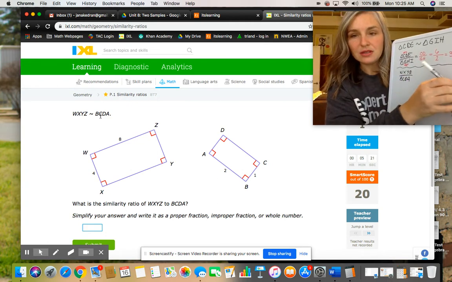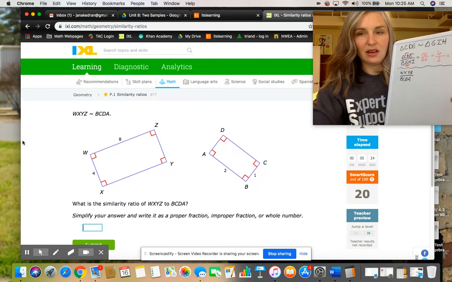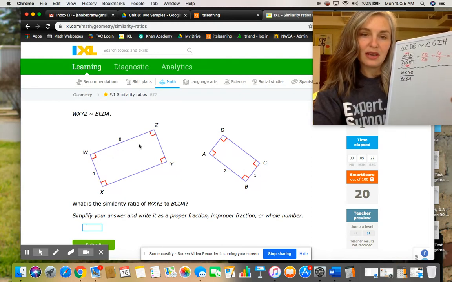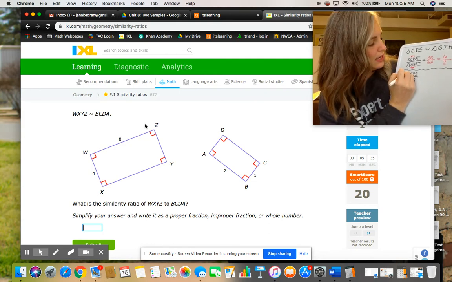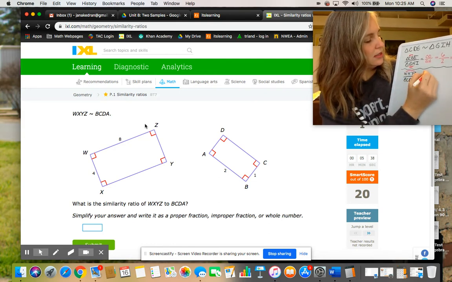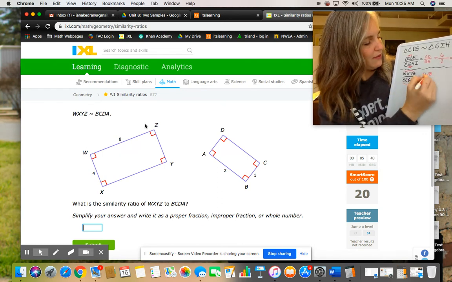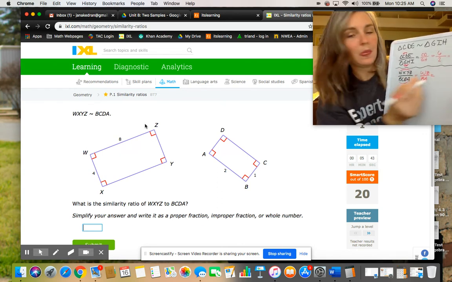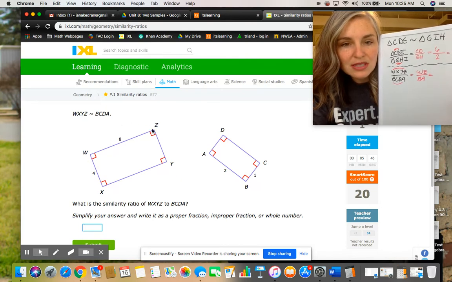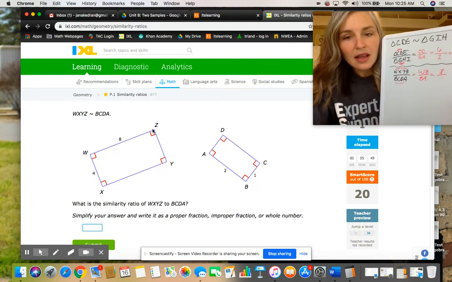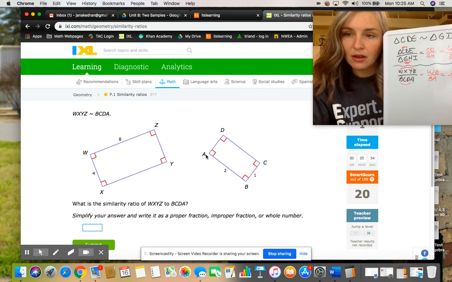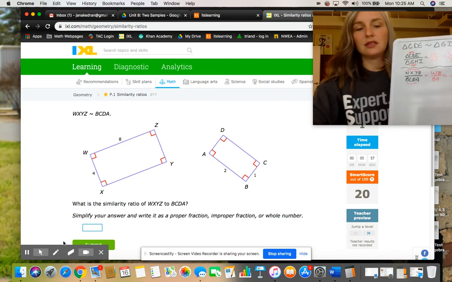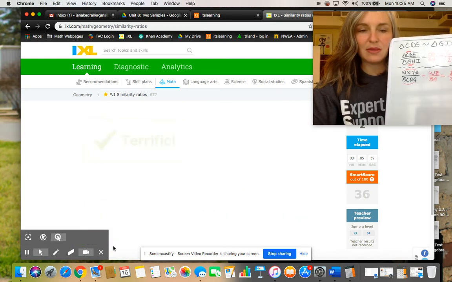So, for example, on this next one, I'm given figure WXYZ over BCDA. And actually, on this one, I want to be careful because I'm not given all the pieces, right? If I'm given WZ, then I want to figure out what to compare WZ to. WZ is my first and last, so staying in the same order, my first and last would be BA. So WZ is 8, and BA is 2, and 8 divided by 2 is 4. So I would type a 4 in here and submit that.